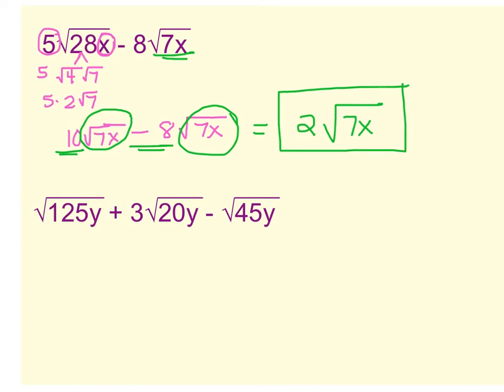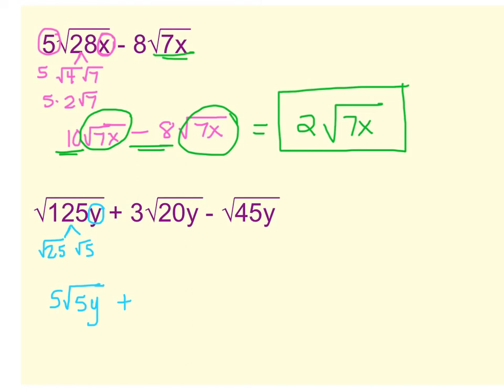All right, last example, we've got 3 terms. We want to get them all reduced down to simplest form, and then we'll see if any of them can be put together. So let's break down. We have the square root of 125y. First start with the 125. 25 fits in 5 times, so that becomes 5 square root of 5. And then the y, we don't have enough to take a square root, so that just stays as a y.